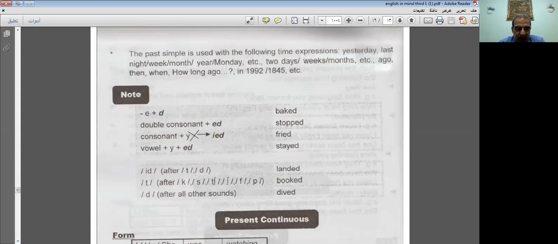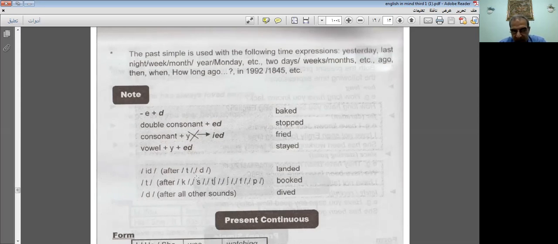As I have mentioned, if we have E, you just add D, but the verb should be regular. If we have a vowel before a consonant, you have to double the consonant. With Y, if before the Y is a consonant, you have to remove Y and add IED. But if before the Y is a vowel, you just add ED if the verb is regular.